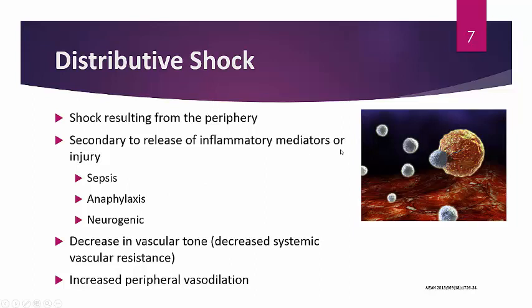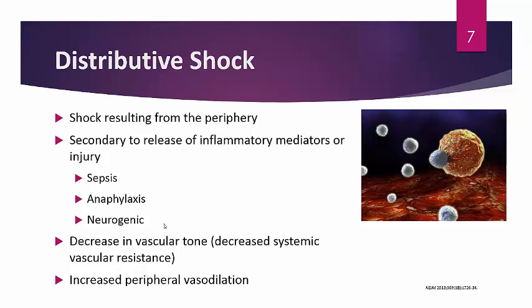Or it may be due to injury, as is with neurogenic shock, because patients may have some type of spinal cord injury, for example, and the neurons innervate the different blood vessels that are in the body, and they tell them whether or not to constrict or to dilate. In neurogenic shock, because you have a spinal cord injury, that communication may not be happening properly, and as a result, you may actually have vasodilation, and as a result, distributive shock.